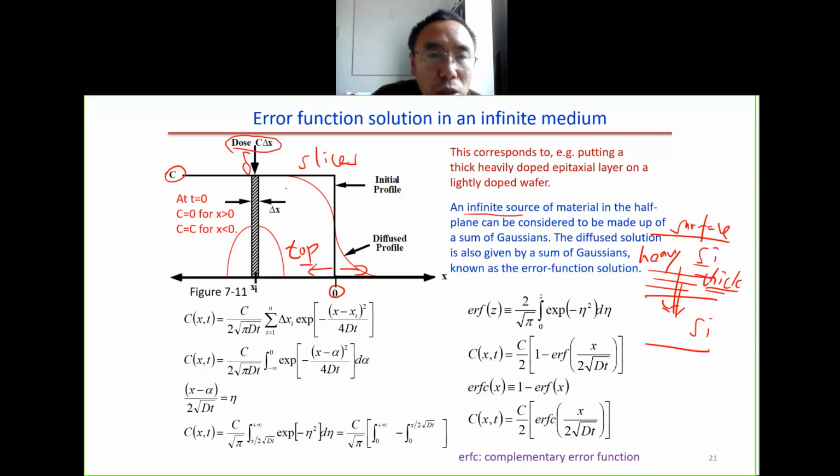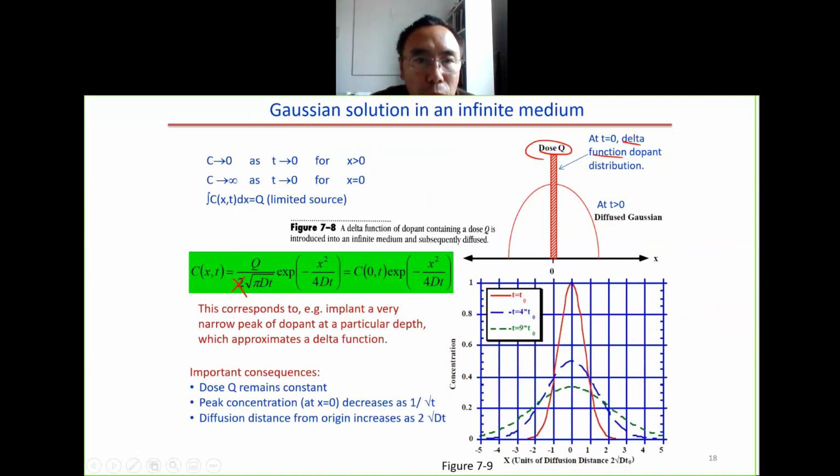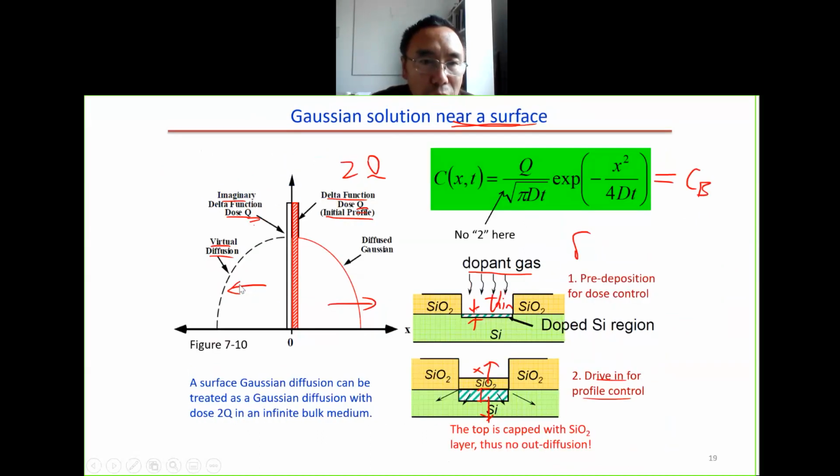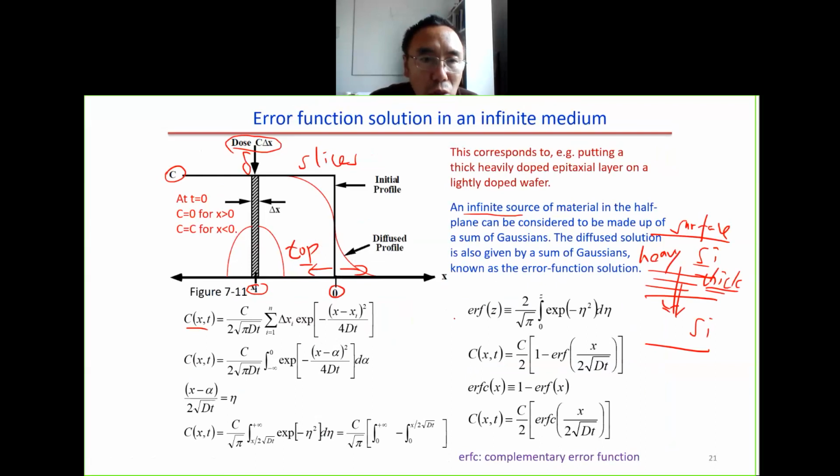Then the total dose profile will be the sum of all the xi values. So then we have this formula here. We know this one comes from here. This is the profile with the factor 2 here. So then the dose becomes C delta xi.